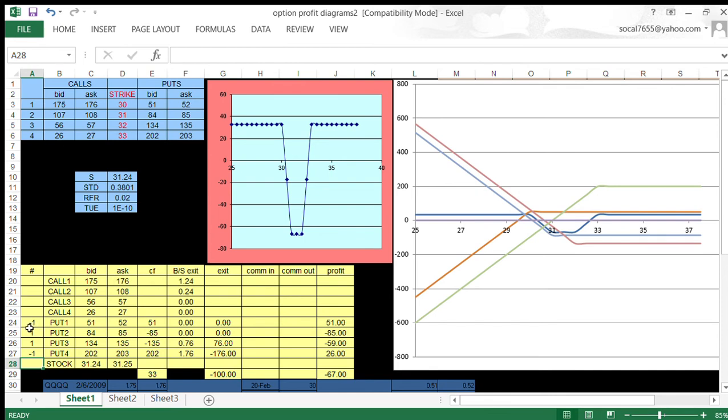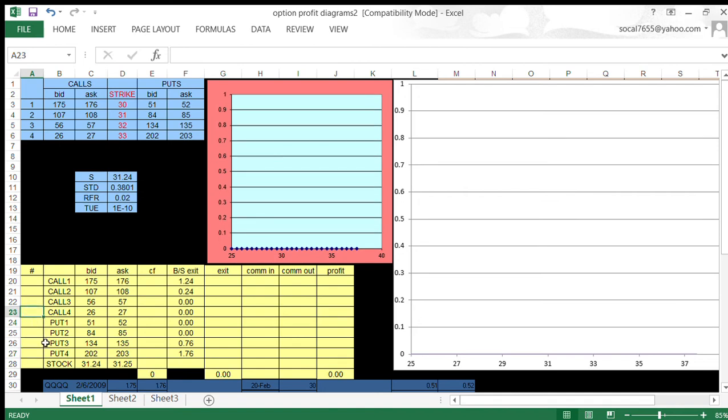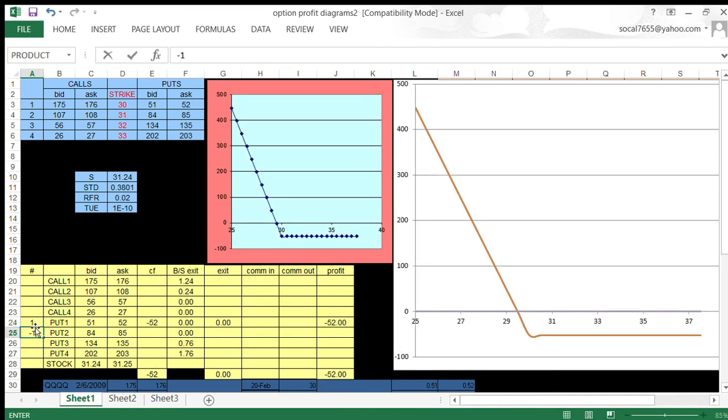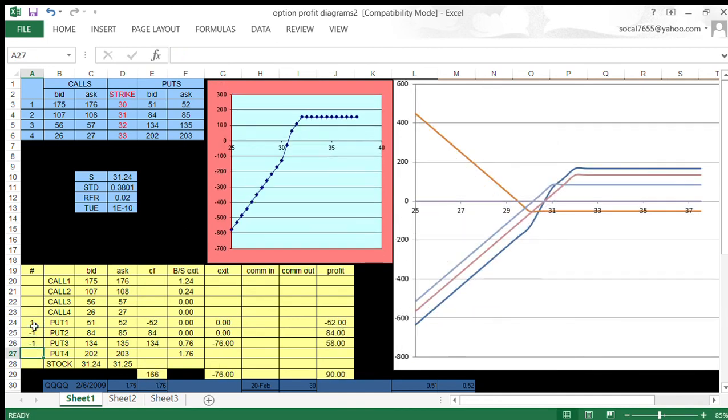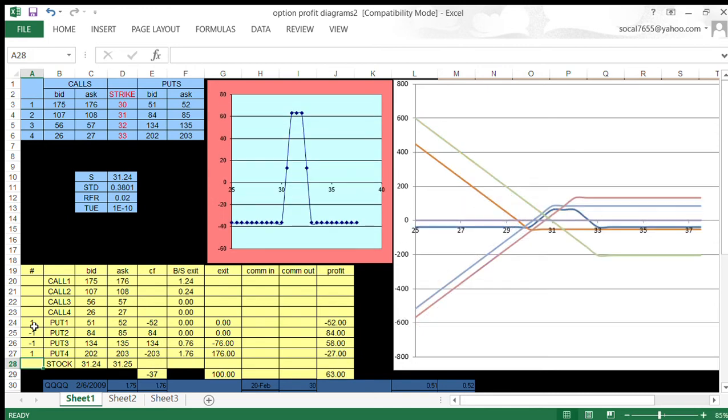In this case, excuse me, I have this backwards, I'm sorry. I want to mimic the same diagram before from the short iron condor. And so I'm going to have to go here with a long put 1, short put 2, short put 3, long put 4. And there we go. Sorry about that. When you look at this diagram, it's identical to the diagram we saw before. Same profit diagram, except look down here.